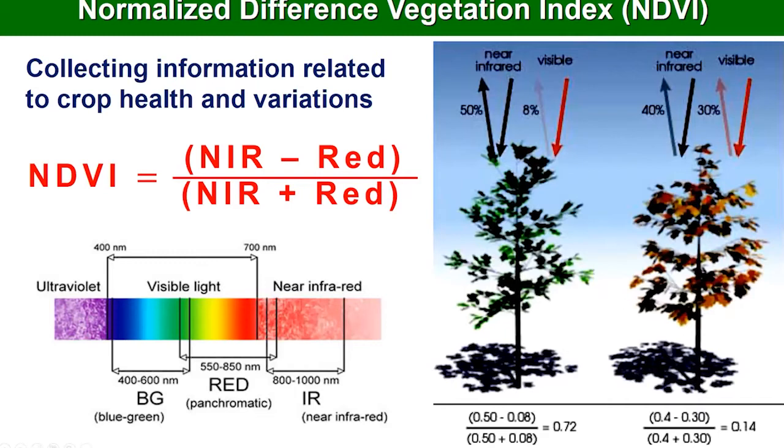So you can see the reflectance of the near infrared is almost the same, meaning not really changed, but the reflectance in visible red or blue is different here if you compare the healthy and a stressed plant. So for a healthy plant, you will get a higher NDVI number compared to a stressed one. And this is a simple way to look at NDVI.